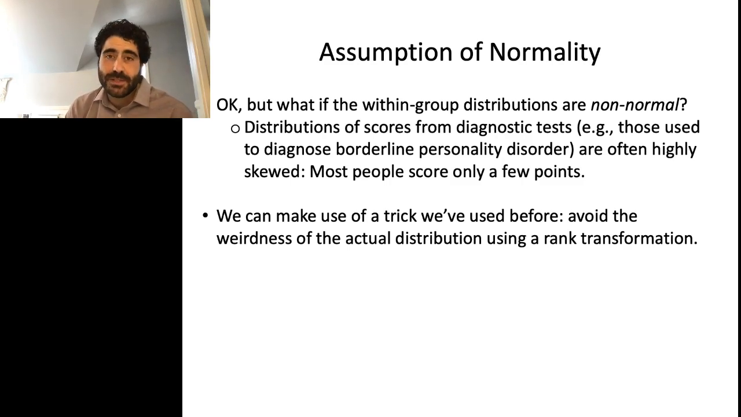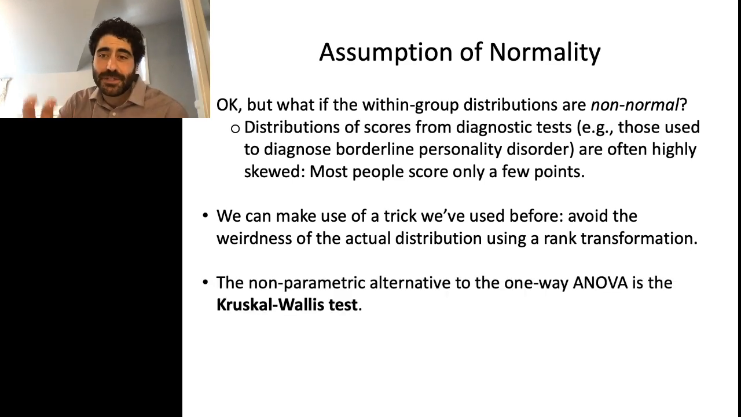Another approach is to just use a more brute force approach, like permutations and simulations and things like that, to figure out what the null hypothesis should look like for this weird distribution. Right. So one of these tricks, again, is this rank transformation one. The rank version of an ANOVA is called a Kruskal-Wallis test.